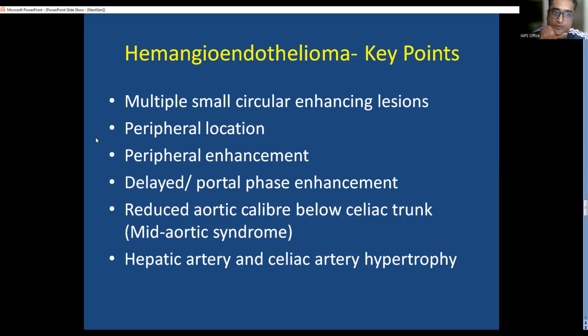So typical key points of hemangioendothelioma: multiple small circular enhancing lesions located peripherally, peripheral enhancement, delayed portal phase enhancement, reduced aortic caliber below the celiac trunk, mid-aortic syndrome. And at the same time, you may find hepatic artery and celiac artery hypertrophied, as we saw in your particular patient.